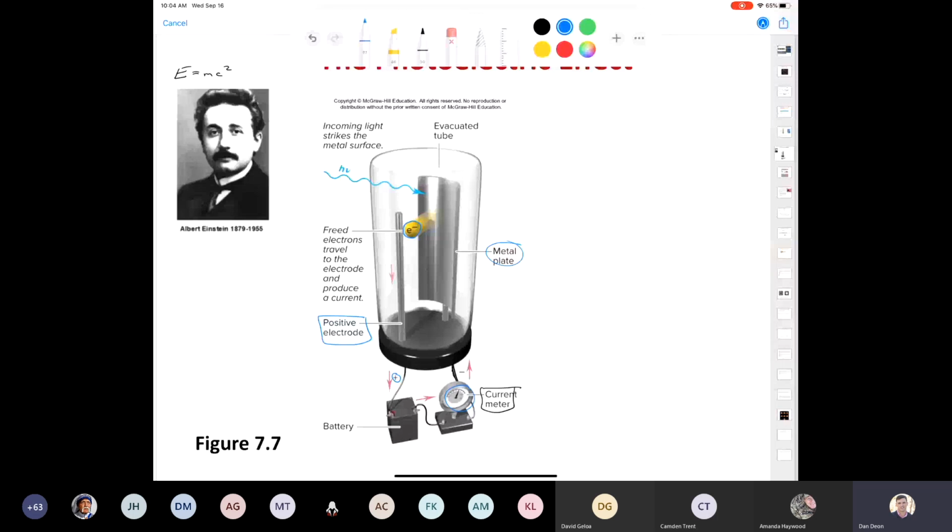And if you're like, well, how am I going to knock electrons off? You told me that an electron has a mass. We discussed that earlier on in the class, right? Electrons are really light. Well, all he did was he shined some light on it. So it says incoming light strikes the metal surface, and he was able to measure a current.